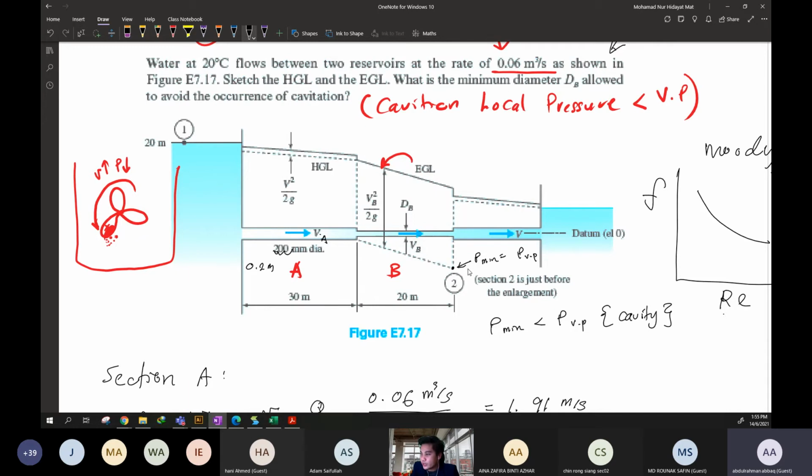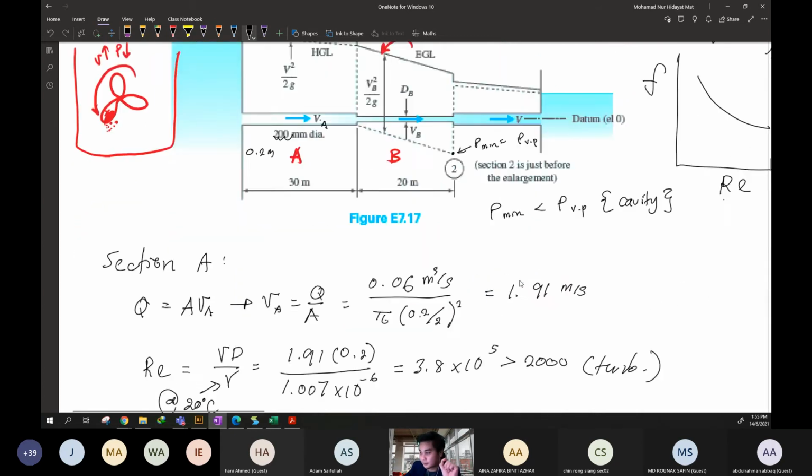So now we assume that P minimum is equal to the vapor pressure as our baseline, because the question asks to avoid the occurrence of cavitation. Once we get that value, it should be more than our calculated value to avoid it. So in order to avoid it, just assume it is equal first.